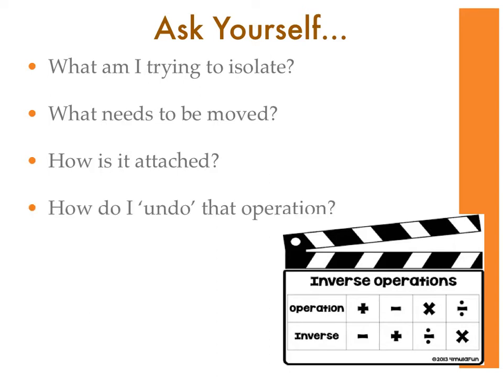Which we sort of talked about when we did equation solving. But how do you undo the operation? That's the inverse operation. So for example, if something is attached with addition, you subtract. If something is attached with subtraction, you add. And those things I think you already know. I think you're already pretty confident on those. Okay, so let's try a couple.